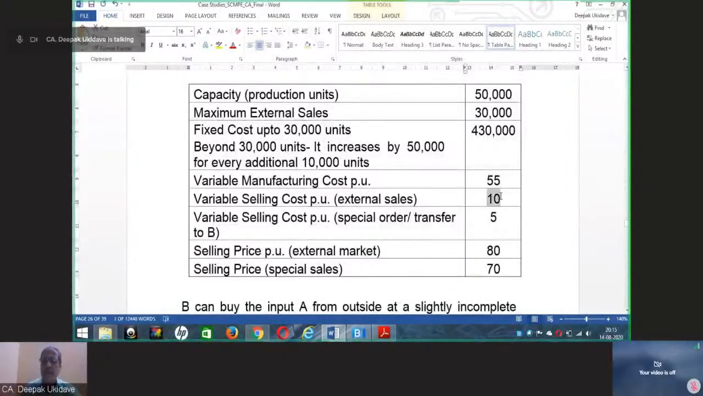Selling price per unit for external market is 80, whereas selling price for special sales is 70. Obviously, because we are in a position to pass on that benefit to the internal customer, because we don't recover from the internal customer our selling and distribution costs. Selling and distribution costs we don't charge to the internal customer. So I think this data is clear to all of you.